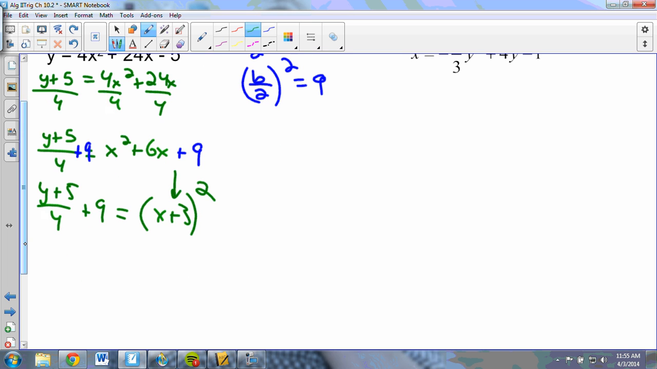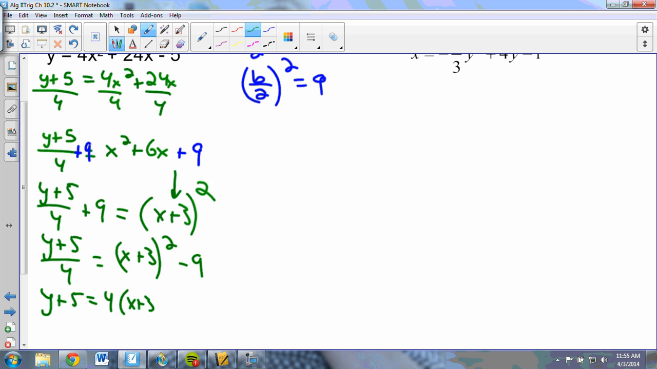Well, I want to get the y by itself, so I'm going to subtract the 9. Multiply everything by 4. Subtract a 5 from everything. And then I get y equals 4 times x plus 3 squared minus 41. I've completed my square.